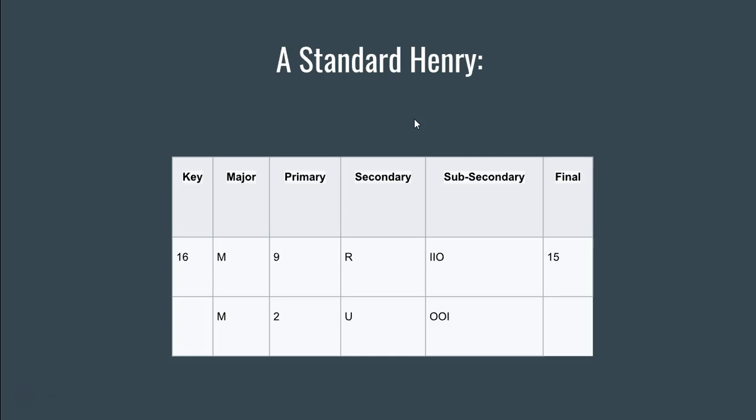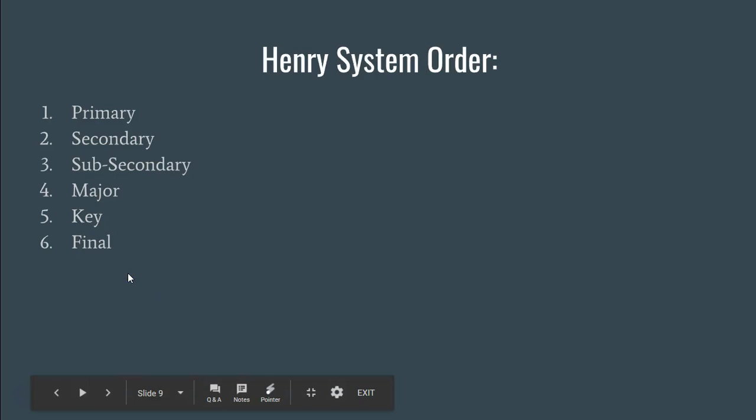So this is what a Henry looks like. A Henry consists of, like I say, six parts: the primary, the secondary, the subsecondary, the major, the key, and the final. Basically, it's a table that consists of 12 boxes. The top boxes we call the numerator, and then the bottom boxes we call the denominator. So you notice each part, or almost each part, has two values, one in the numerator, one in the denominator. So for example, the primary, there's a number in the numerator, the top, and there's a number in the bottom, which is the denominator. So if we're generating a Henry, we're going to draw a set of 12 boxes.